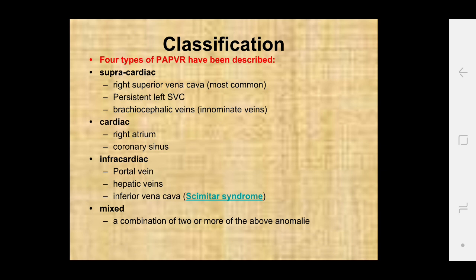Cardiac type: it could be to the right atrium, it could be to the coronary sinus. Infracardiac: to the portal vein, hepatic veins, inferior vena cava, and scimitar syndrome is the best example of this. Usually one of the right lower pulmonary veins doesn't connect to the left atrium and usually courses inferiorly beside the right border of the heart and through the diaphragm and joins the inferior vena cava. Mixed type could be a mix of the above anomalies.